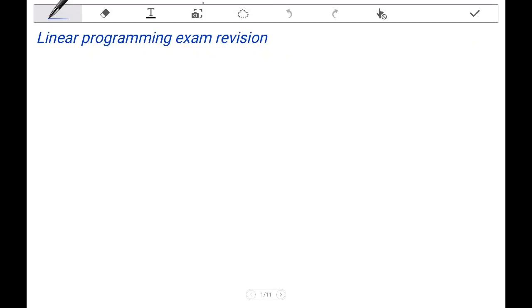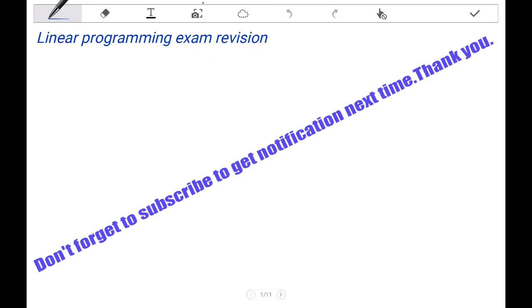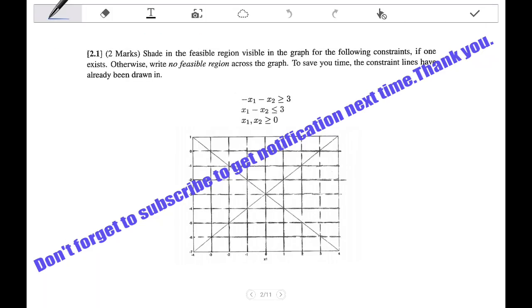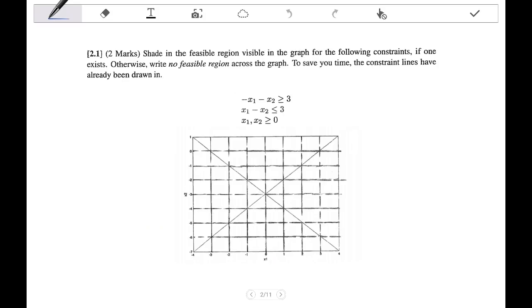Hi guys, in this video we're doing linear programming exam revision. So let's look at our first equation. The first question says shade in the visible region in the graph for the following constraints if one exists. Otherwise write no visible region across the graph to save your time. The constraint lines have already been drawn in.